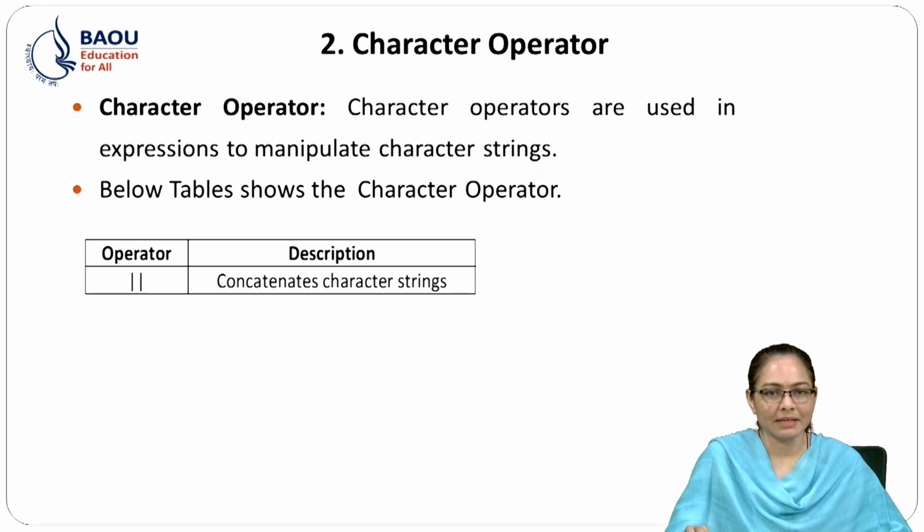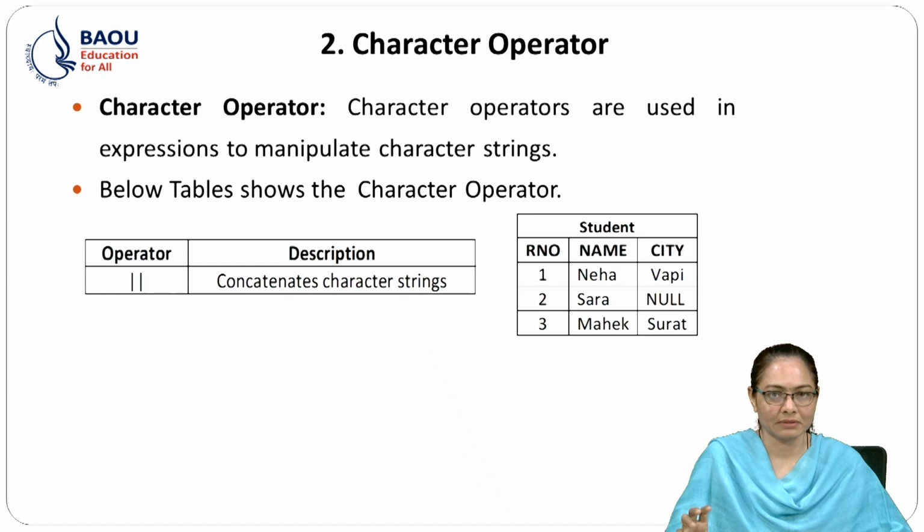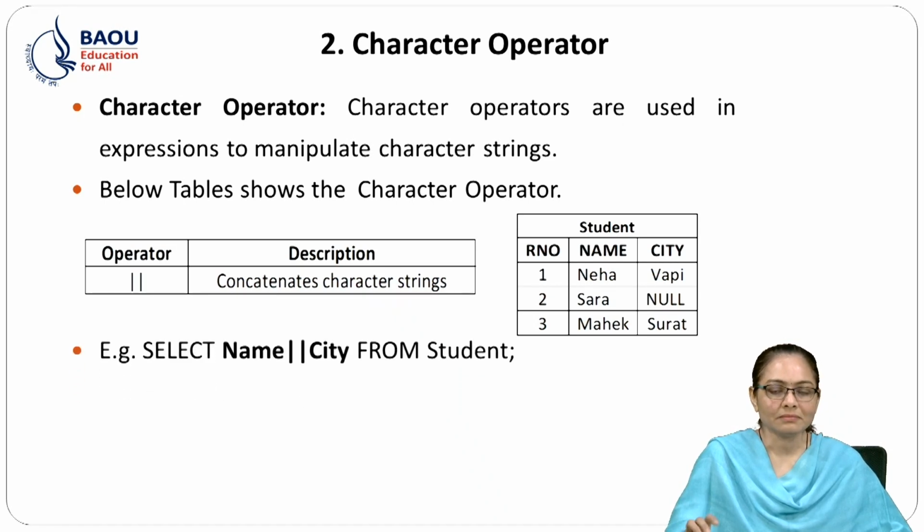See, in the table, there are 3 records. We want to display the name together with the city data. So write down the command, for example: select name, double pipeline, city. The name column and city column outputs are displayed together. So, select name, double pipeline, city from student.